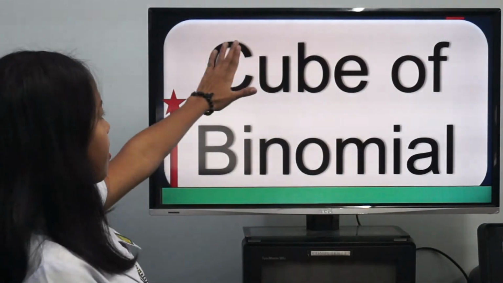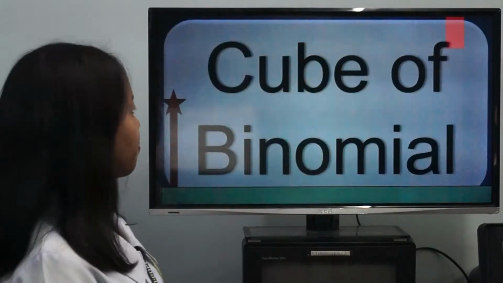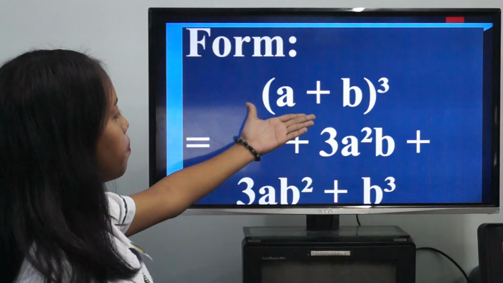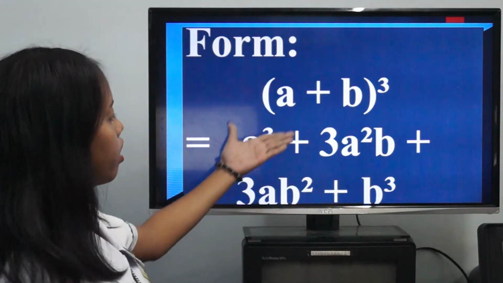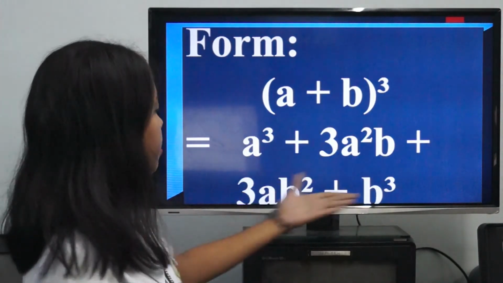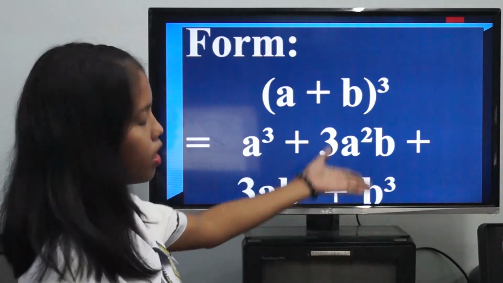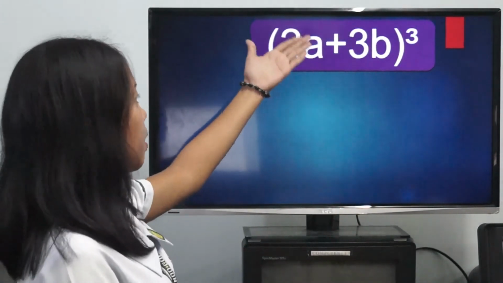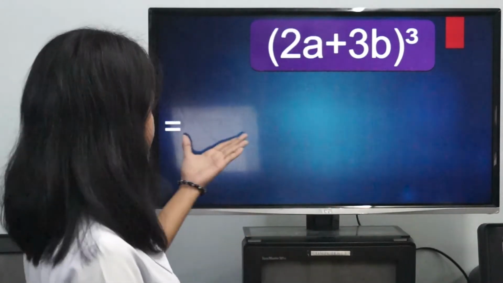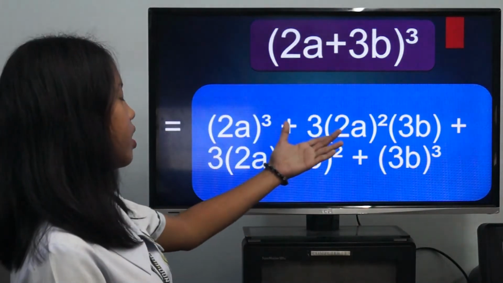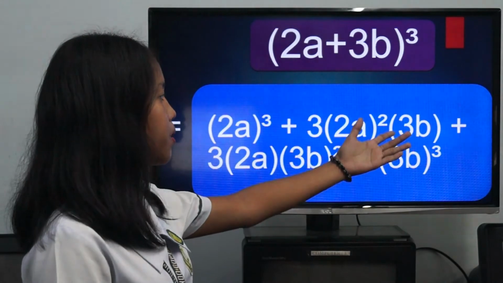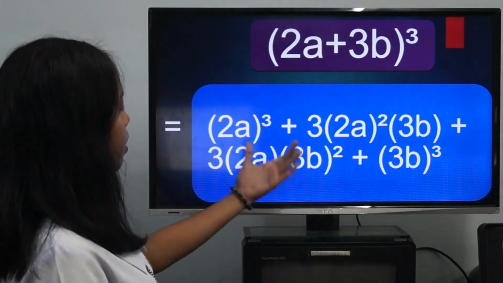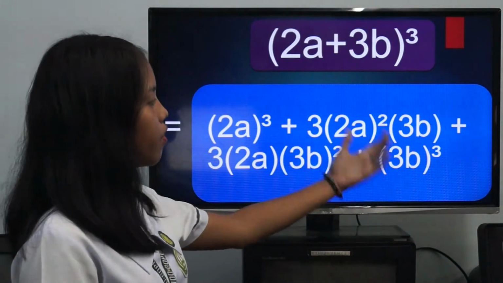And this is for the cube of binomial. For the cube of binomial, we use this form. The quantity a plus b cubed. This is equal to a cubed plus 3a squared b plus 3ab squared plus b cubed. For example, we have the quantity 2a plus 3b cubed. This is equal to 2a cubed plus 3 times 2a squared times 3b, plus 3 times 2a times 3b squared, plus 3b cubed.